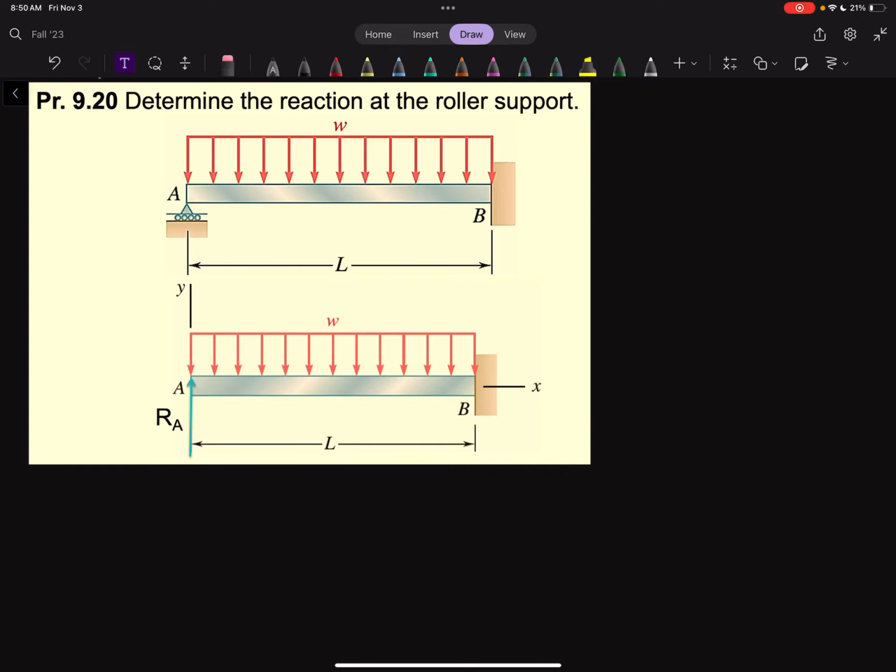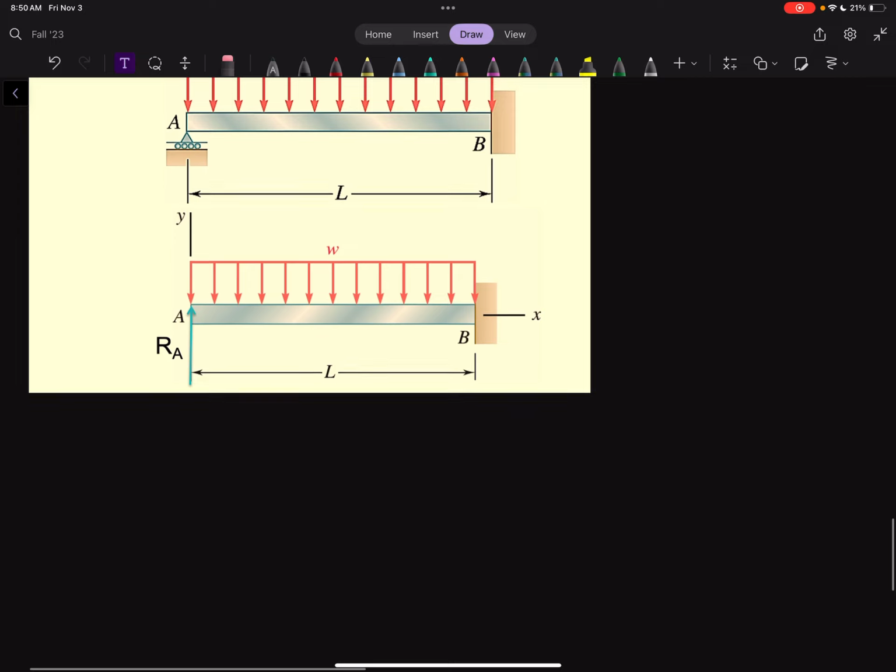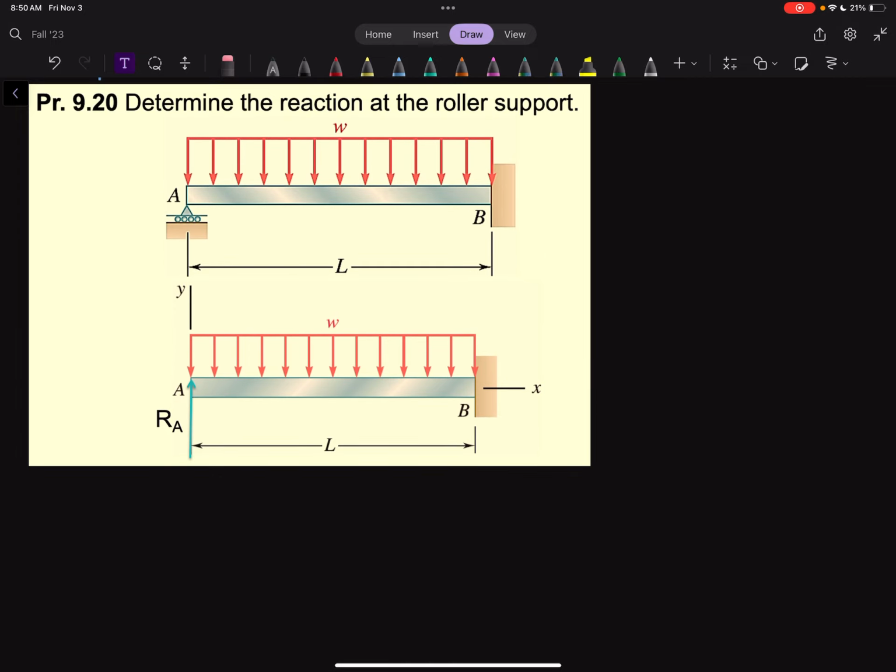Hi, this is problem 9.20, and it's a problem about beam deflection. It says determine the reaction at the roller support. So we notice that there's a roller support here, which will only have a force normal.